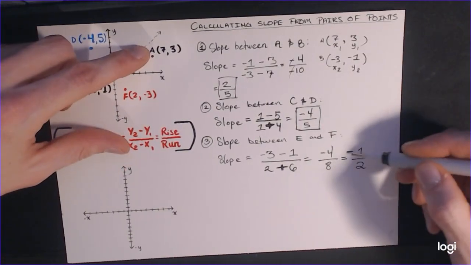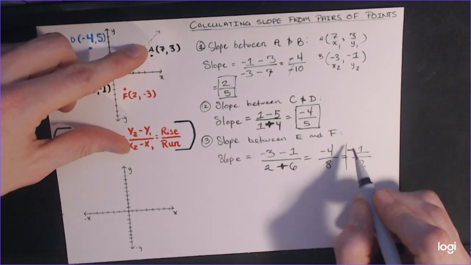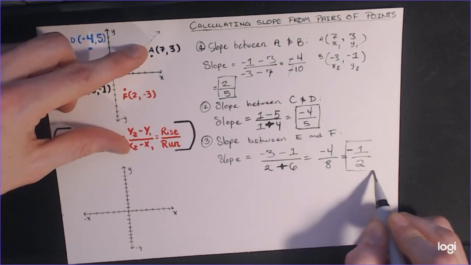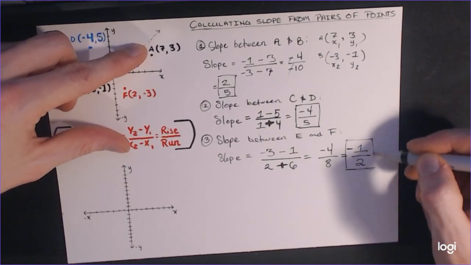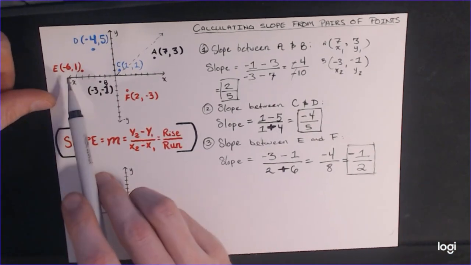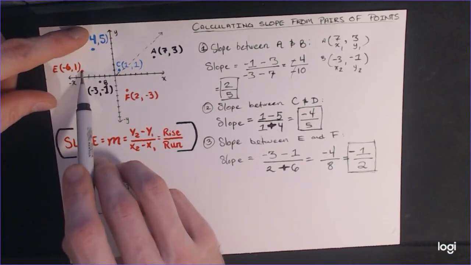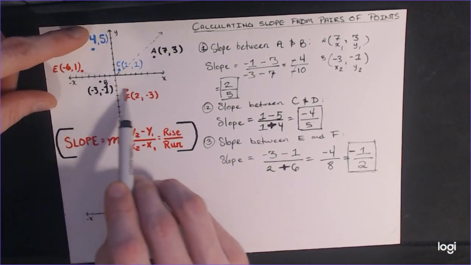And we are done. So again, let's remember that if we have a negative slope, it should be a downward sloping line. We come back over here between these red points, and that indeed is a downward sloping line.